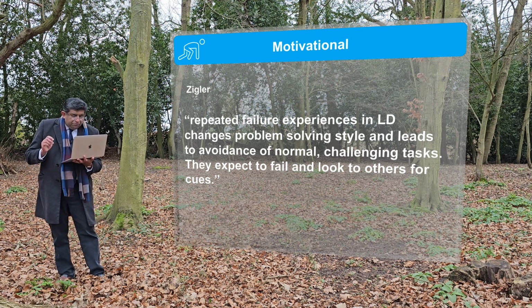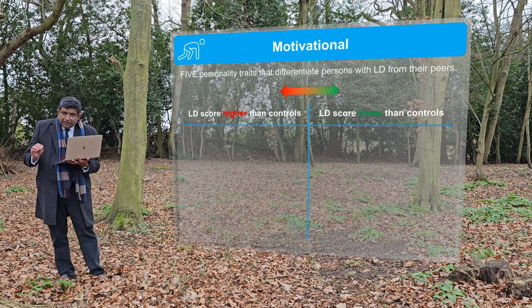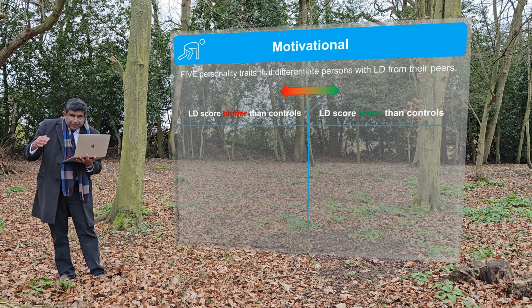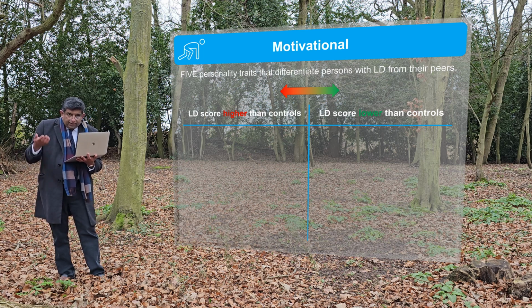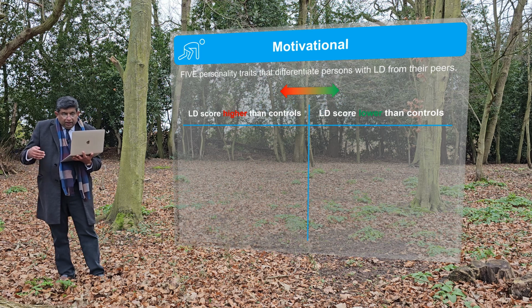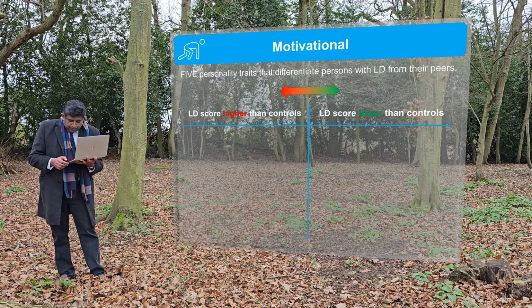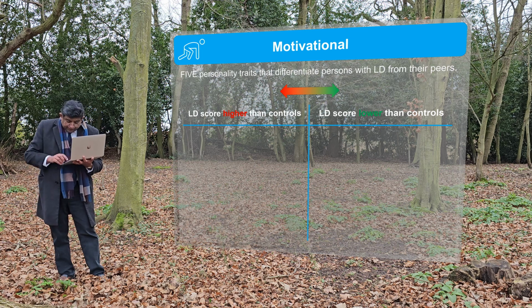So Zigler set out 5 personality traits that differentiate a person with a learning disability from their peers. On 3 of those traits, he said, people with learning disability would score higher than those without, and on 2, they score lower. Let's look at them as they come up on the slide.